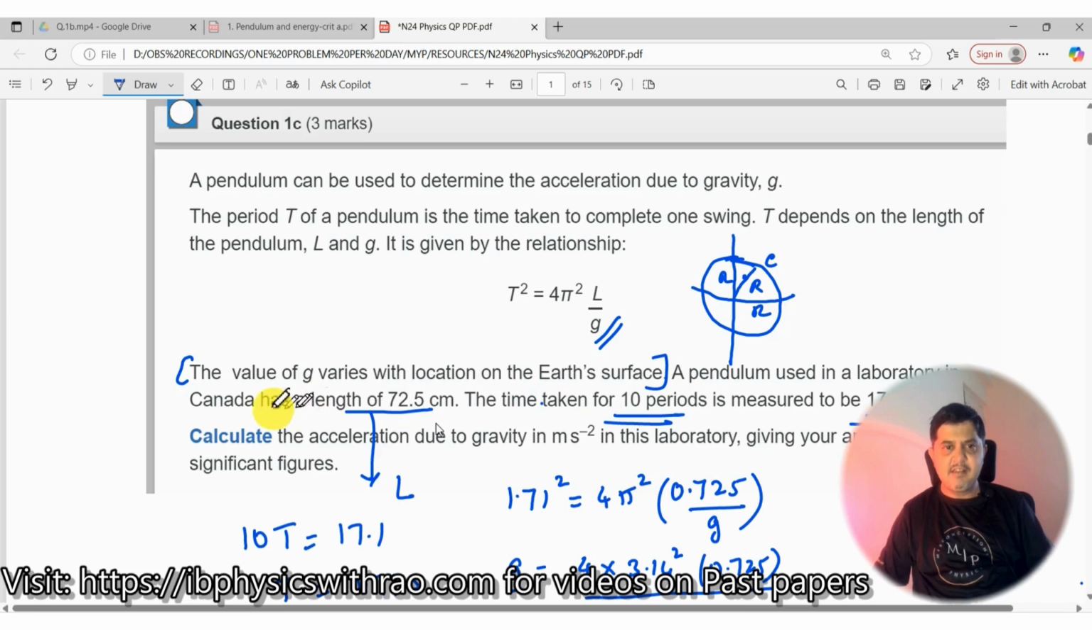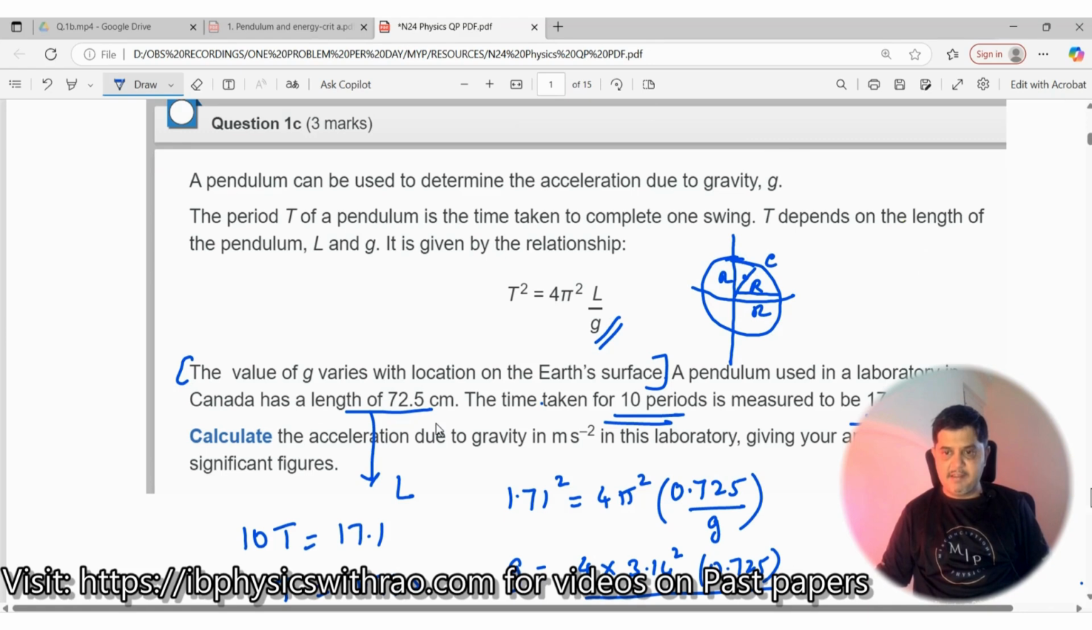So as you see here, the value of g varies with location on the Earth's surface, which means at different positions the acceleration due to gravity will be different. Definitely Canada is not at the equator. It's somewhere far away over here. The radius that you have over here is totally different compared to this radius over here. So that's why we say at the equator it could be something, but here it will be much higher or much lower. It could change over here, right?